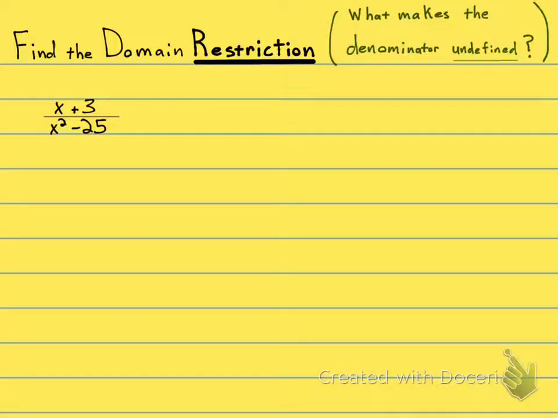So what's the restriction on this domain? Normally, your domain is all real numbers. It's asking you, what can you plug in for x? And it's all real numbers, except we can't have a 0 in the denominator. So what you need to do is take your denominator, x squared minus 25, and say that that cannot be equal to 0.